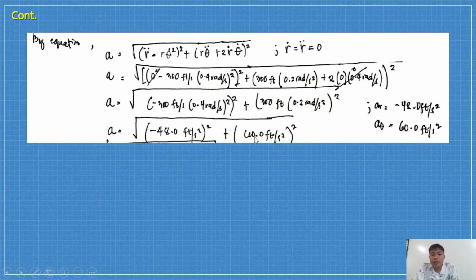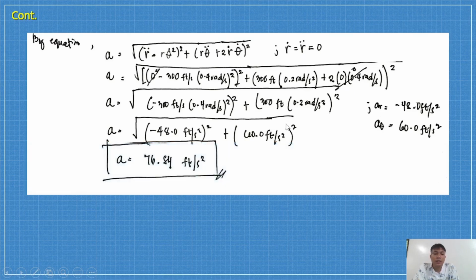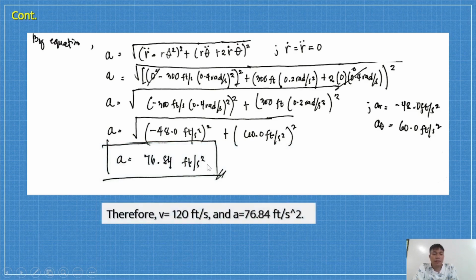plus 60.0 feet per second squared. Since we already have a r and a theta from earlier, combining them we get 76.84 feet per second squared. Therefore, our velocity magnitude is equal to 120 feet per second, and our acceleration is 76.84 feet per second squared.